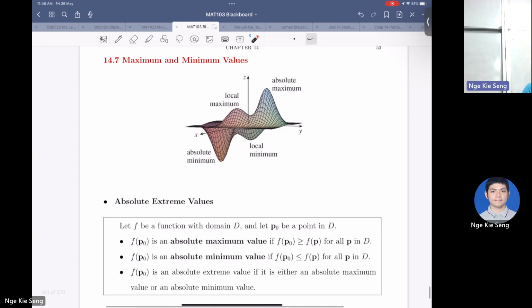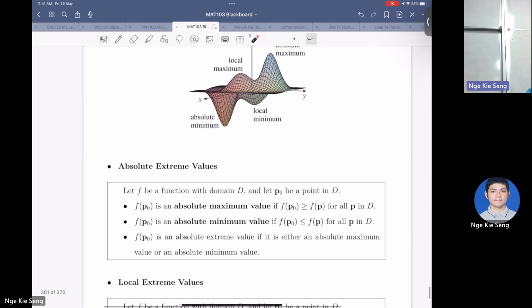Okay, next, maximum and minimum values. You should recall from the one-variable case as well. See how this generalizes. In the surface case, we also have local maximum and absolute maximum. Local maximum means if you look around that point, it is the highest, but if you look far enough, it is not the highest. The absolute maximum point is the point that is greater than any point on the surface.